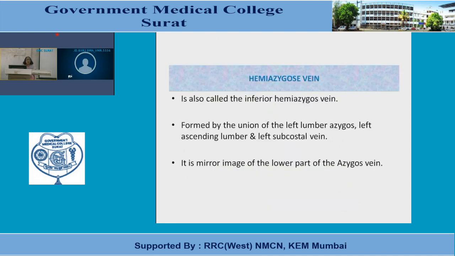Now the third topic for the thoracic wall, that is the hemiazygous vein. The hemiazygous vein is also called the inferior hemiazygous vein, which is formed by the union of the left lumbar azygous, left ascending lumbar and left subcostal veins. It is a mirror image of the lower part of the azygous vein.